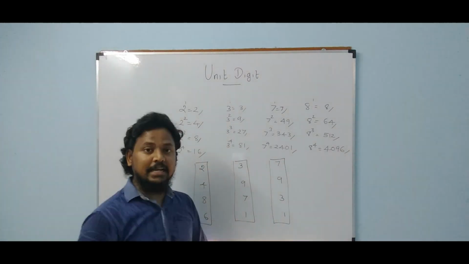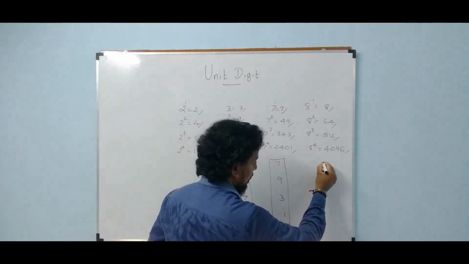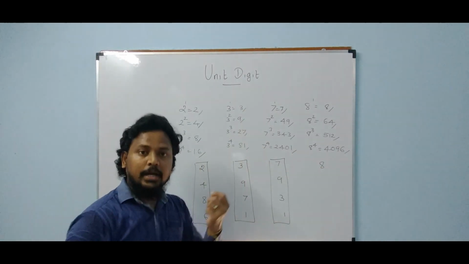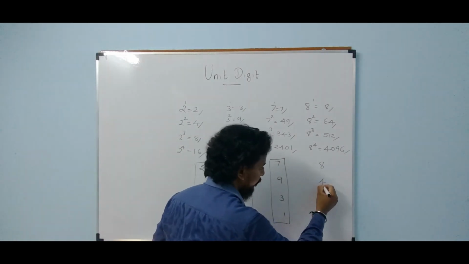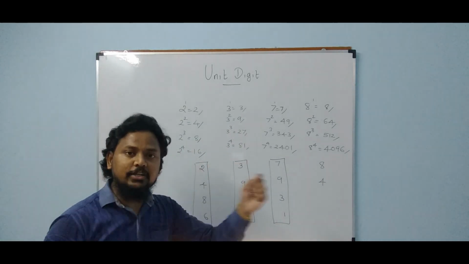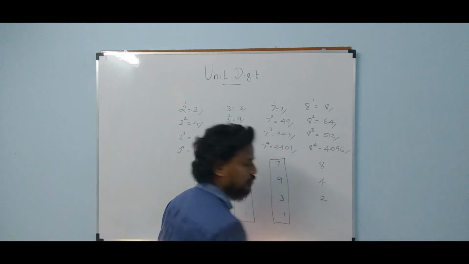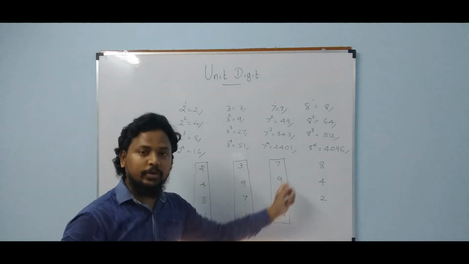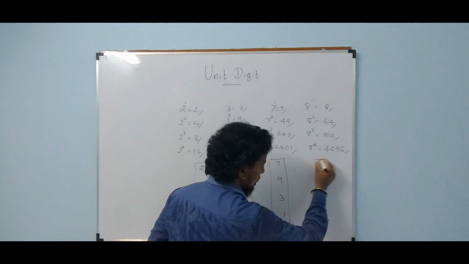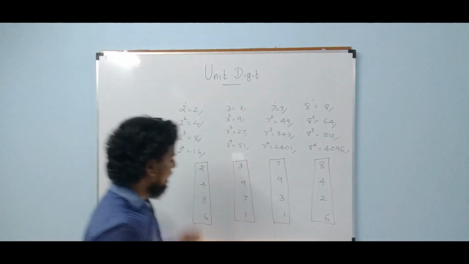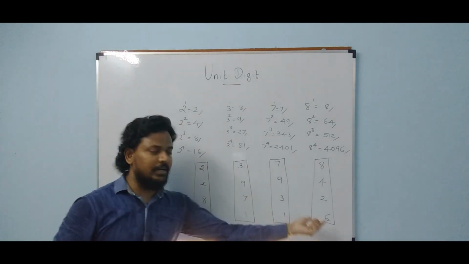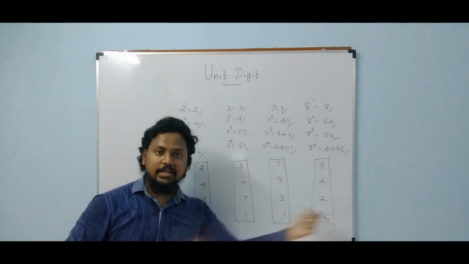The last one, cyclicity of 8. 8 to the power 1, 8 we know. 8 to the power 2, 64, we know 4. Now what should be added to 8 to get 10? Yes, it is 2. What should be added to 4 to get 10? It is 6. So these are the cyclicity of 2, 3, 7, 8.